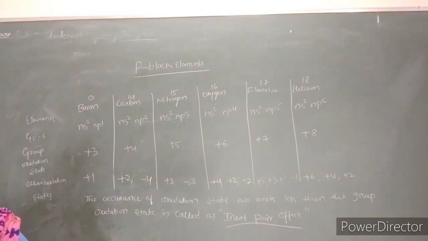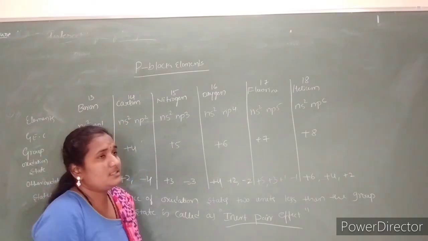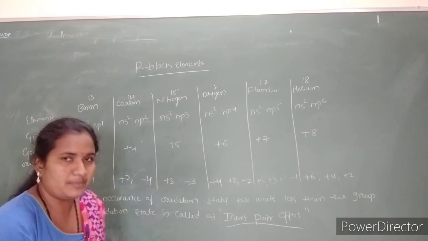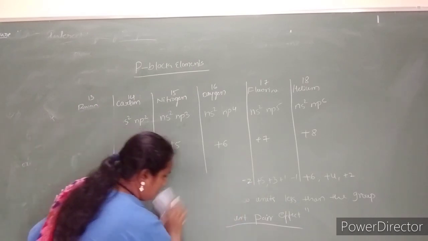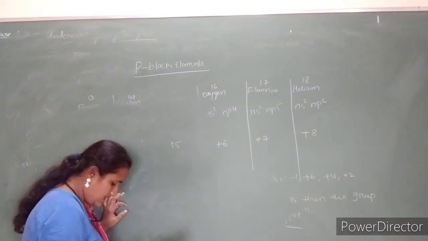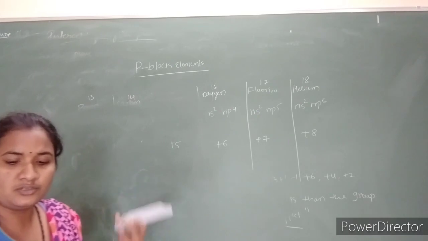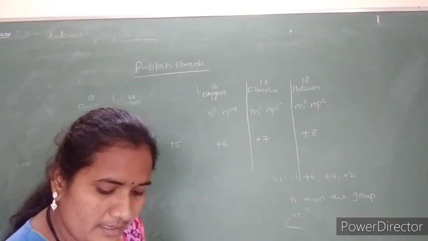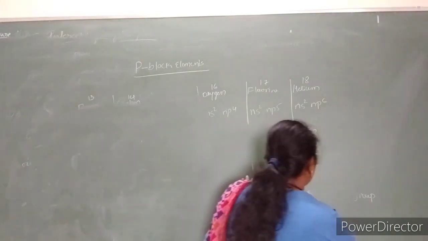Okay, so next, it is very interesting to note the metallic character as well as the non-metallic character exhibited by the p block elements. The lighter elements behave as non-metals, and the heavier elements behave as metals. So down the group, the metallic character increases in the case of the p block elements. This is one of the important properties of p block elements.